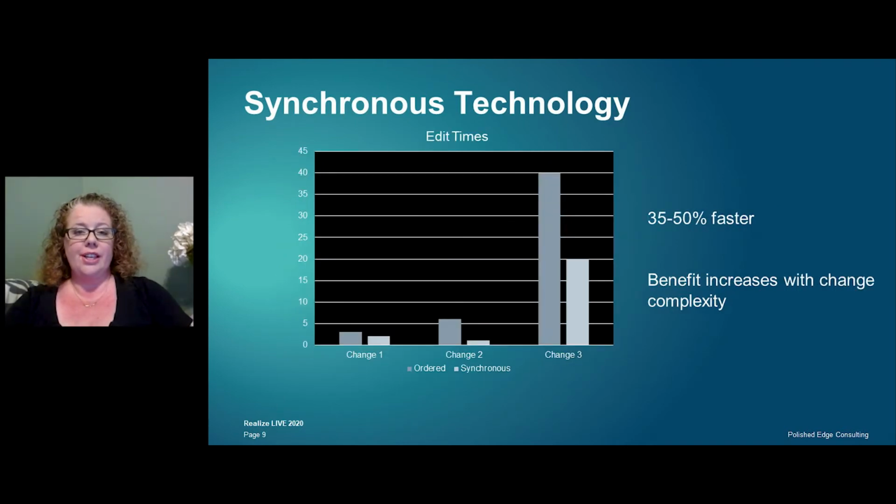Just like the file sizes, with the edit times, the bigger the change, the faster Synchronous Technology was. In these cases, it was 35 to 50% smaller to make the same changes. These were not on consumer products. This was precise machinery. There's a benefit also on edits that are performed in Synchronous Technology that isn't as measurable.